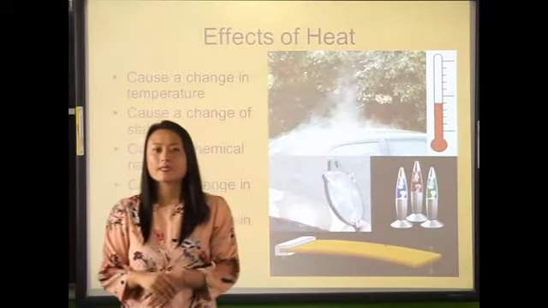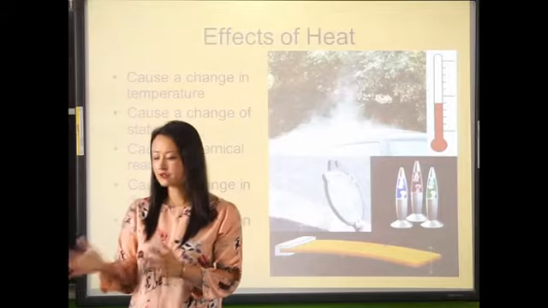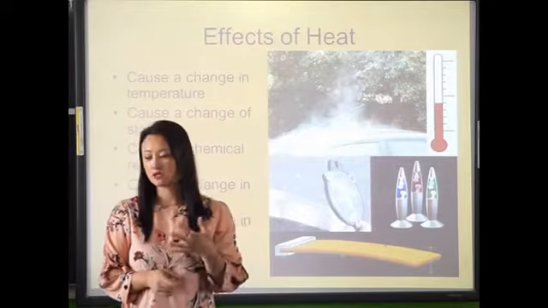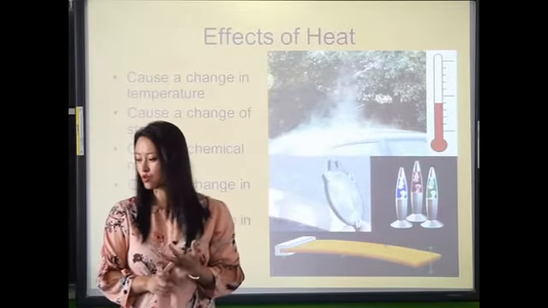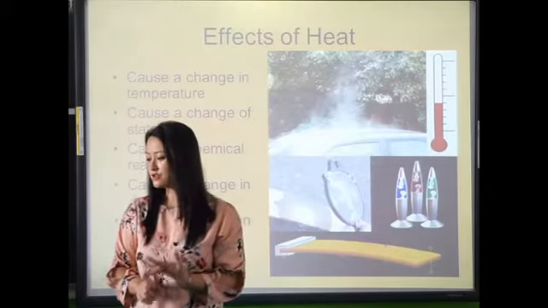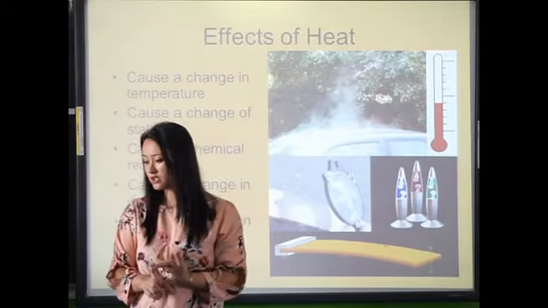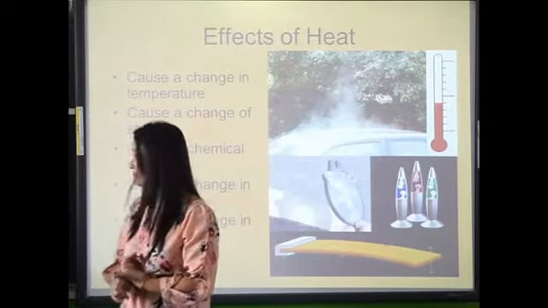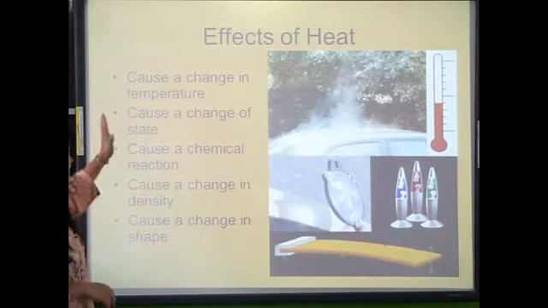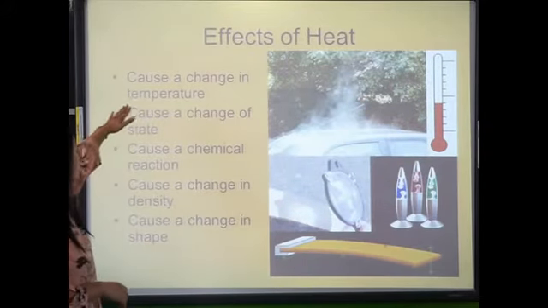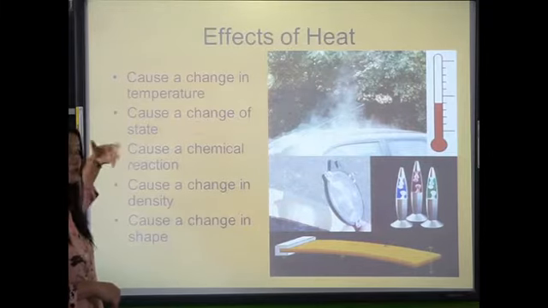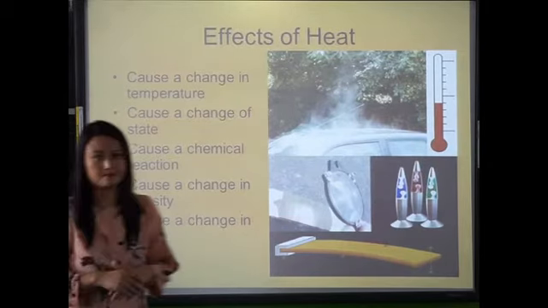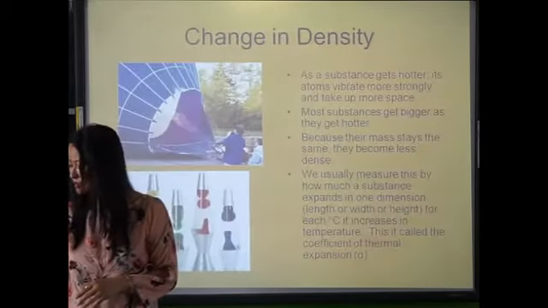Now, effects of heat. There are various effects of heat that we're going to discuss. The first one is that it causes a change in temperature. Second, it causes a change of state. Third, it causes a chemical reaction. Fourth, it causes a change in density. And fifth, it causes a change in shape. Okay, so these are the effects of heat: change in temperature, change in state, chemical reaction, change in density, and change in shape. And we will be discussing these in more detail.